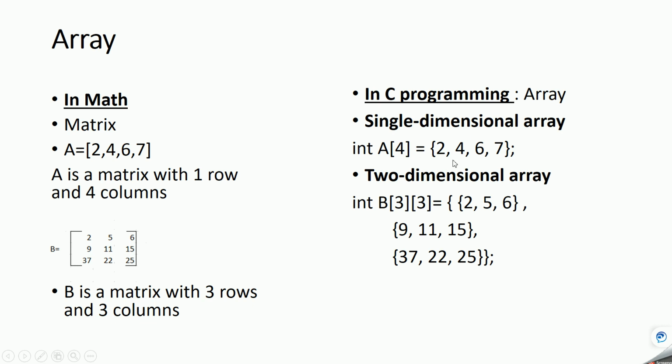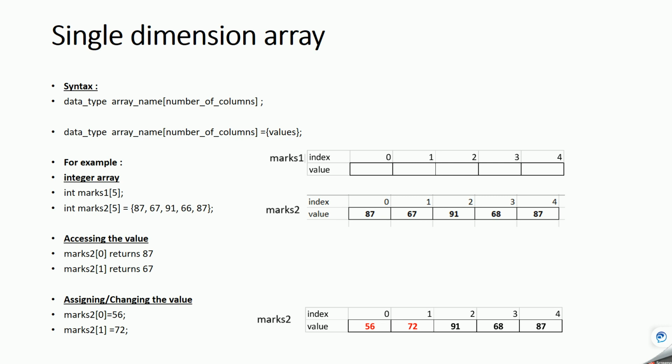Let's see single dimensional array in great detail. The way we declare a single dimensional array is using the following syntax. You have two syntaxes here. You give the data type, array name and number of columns, semicolon. Otherwise we give the data type, array name and number of columns and then the values. Let's see it by example. We have declared one integer array which has five values, meaning five columns.